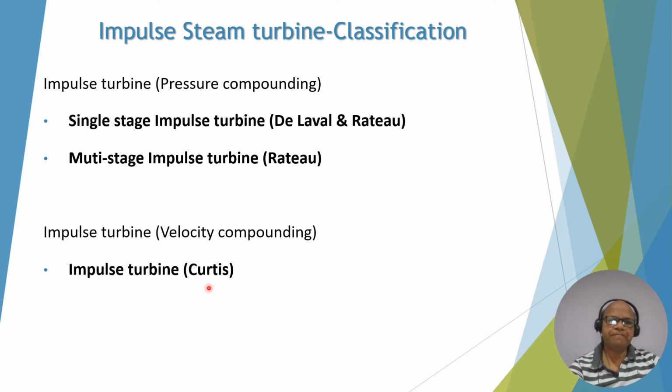Then next is velocity compounding. So velocity compounding is only the Curtis turbine. So the Curtis turbine is an impulse turbine with velocity compounding. So a steam impulse turbine can be pressure compounding and can be velocity compounding. In pressure compounding, it is a Rateau turbine. In velocity compounding, it is a Curtis turbine.